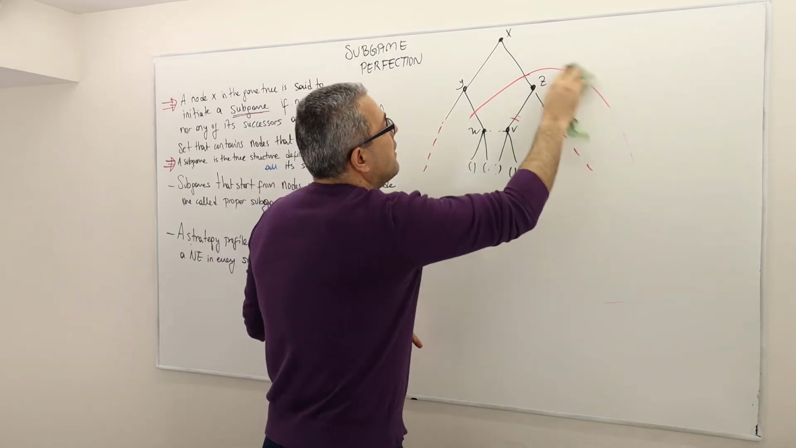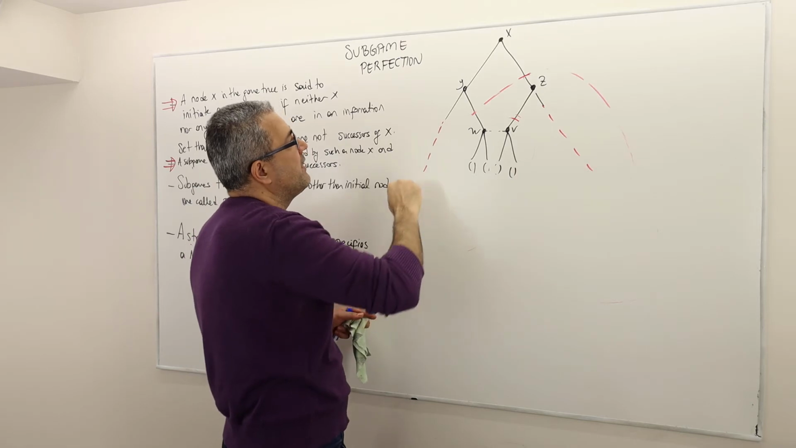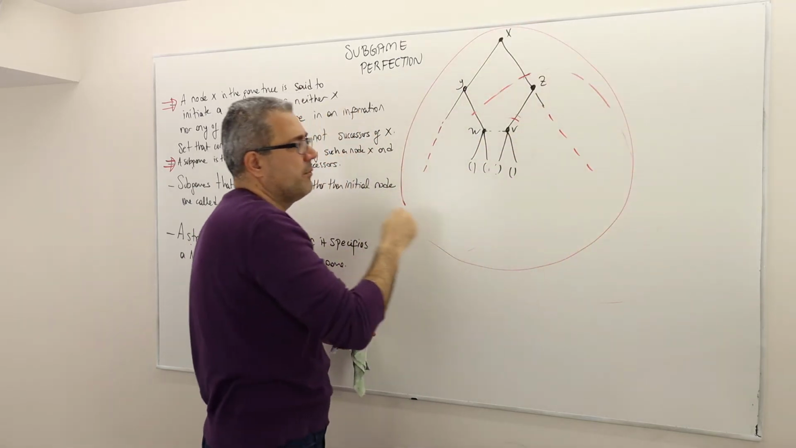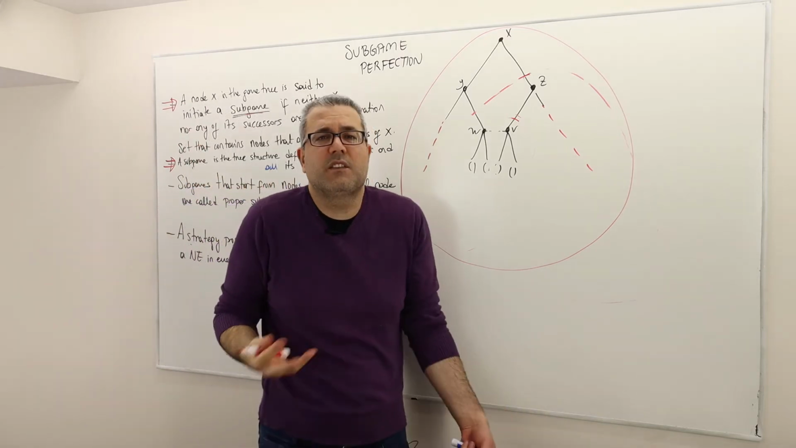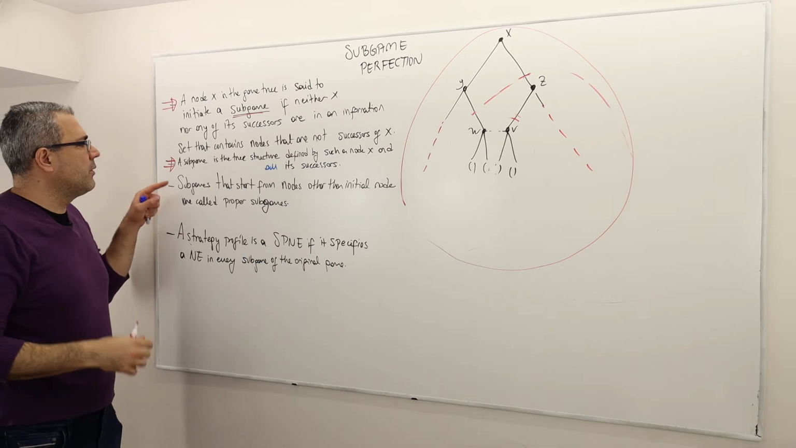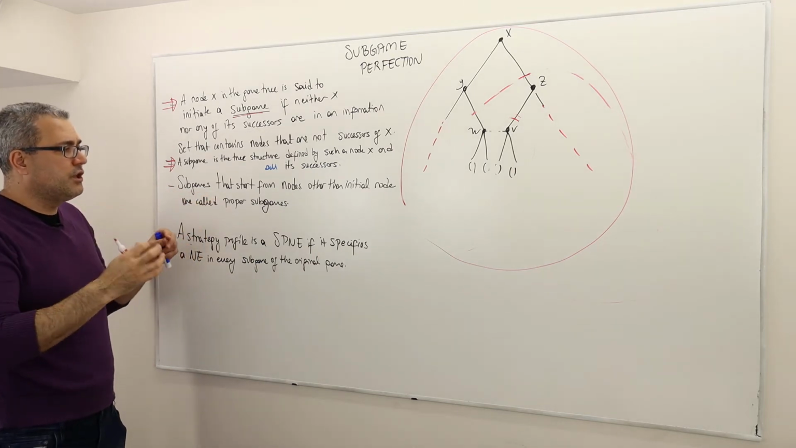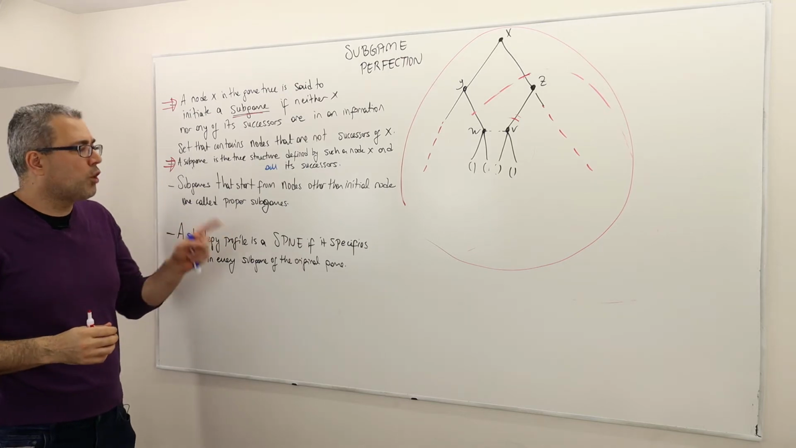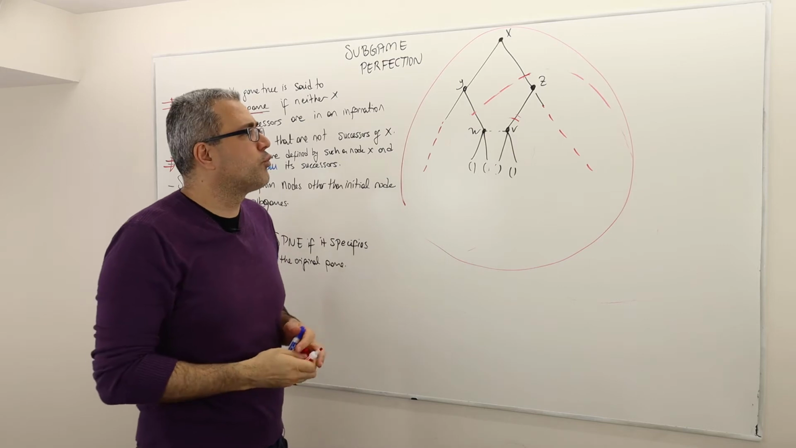Well, okay, then can I say this entire game is a subgame? Yes, I can say that. The entire game itself is a subgame. And in fact, here I have a definition. Subgames that start from nodes other than the initial node are called proper subgames. So this is a subgame, but it's not a proper subgame.